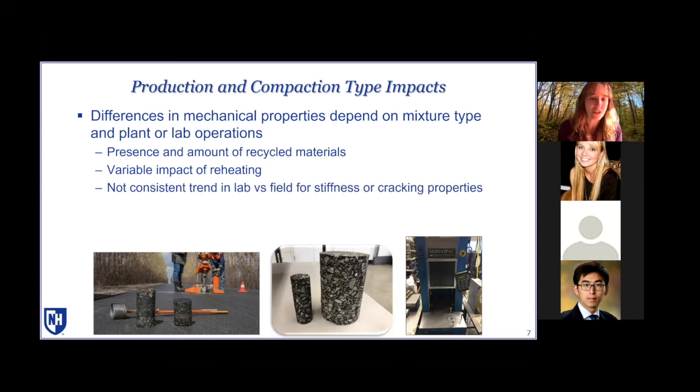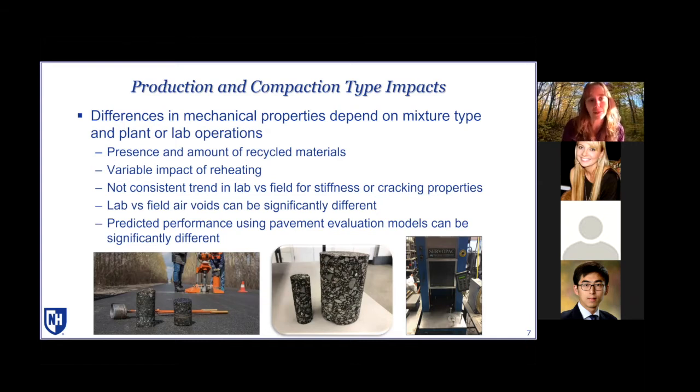And there's not a consistent trend in lab versus field for stiffness or cracking properties. Various research projects have looked at this, and it really depends on the materials that you're looking at, which have different properties and which direction they're different. Also, lab versus field air voids can be significantly different, and that can have a substantial impact. And finally, when these properties are used to predict performance using different pavement evaluation tools, the level of distress that's predicted can be significantly different when those material properties are propagated through the pavement evaluation models.